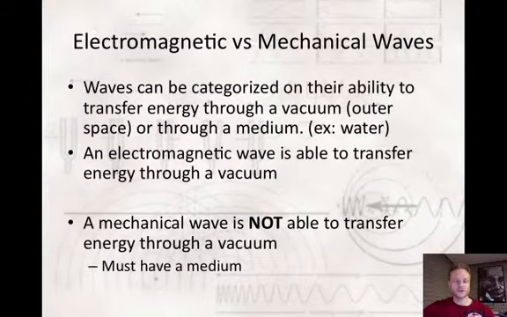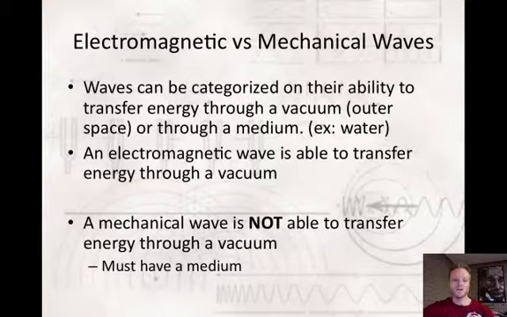There are two types of waves that we're going to talk about in this class. The first is called an electromagnetic wave, and the second is called a mechanical wave. And basically, the big defining factor that determines whether you have an electromagnetic wave or a mechanical wave is whether or not it's able to transfer energy through a vacuum, which would be something like outer space, or if the energy needs to be transferred through a medium, which would be something like water or air.